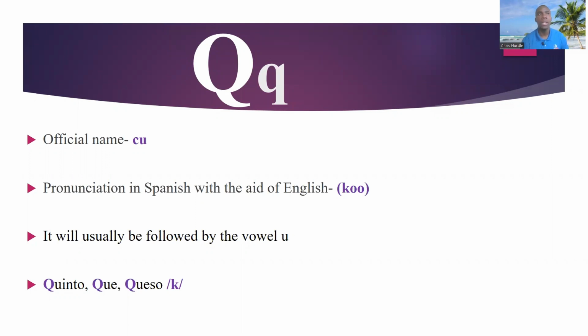All right. And together, Q and U actually form the sound of a K. And that's also a future video, right? So this is where we get quinto, which means fifth, as in the ordinal number. We have que, as in that, the conjunction, and queso means cheese. So the QU will form the sound of a K. So the Q is always followed by U, right? Okay. But that's a future video.